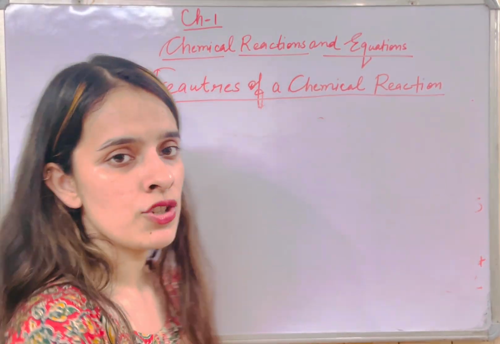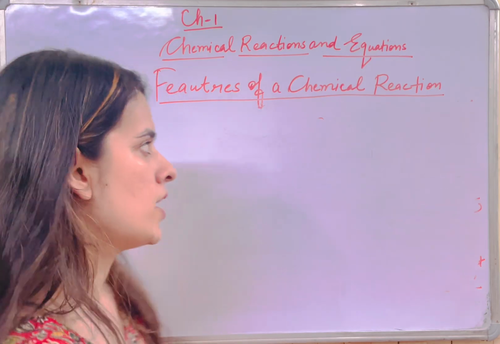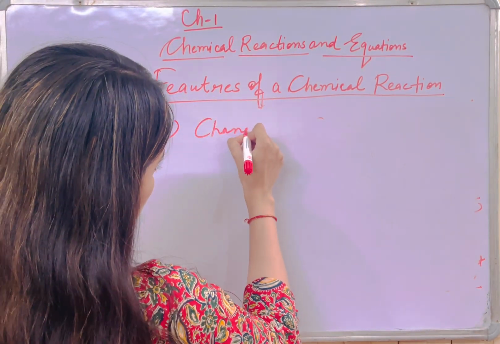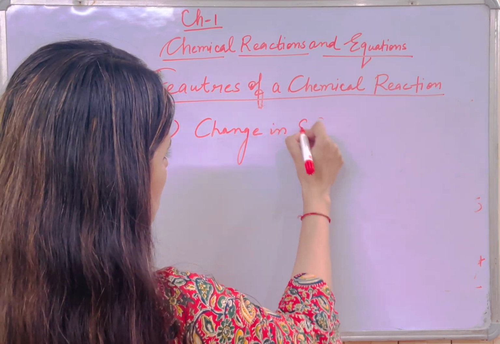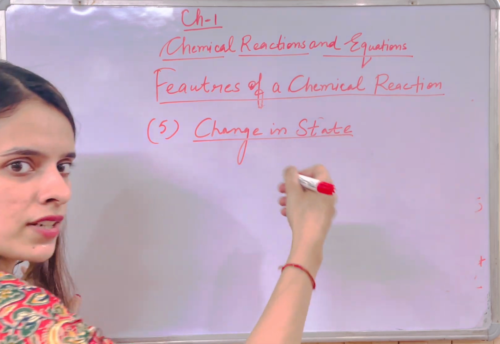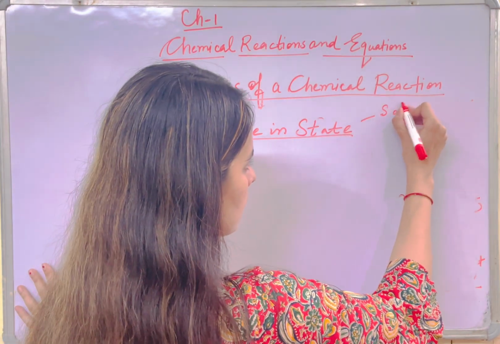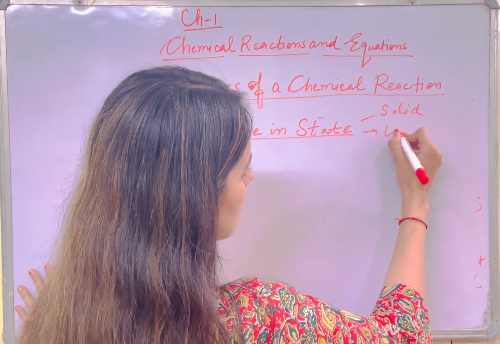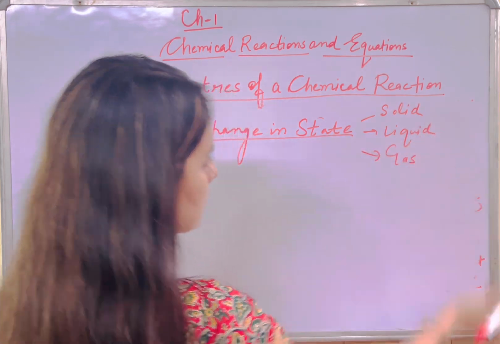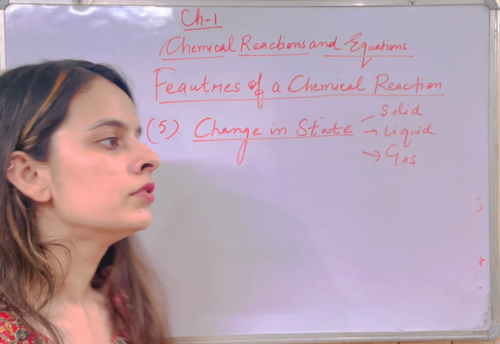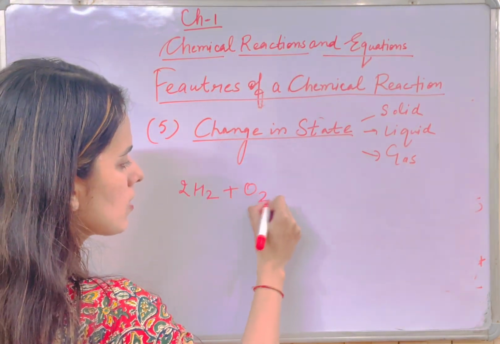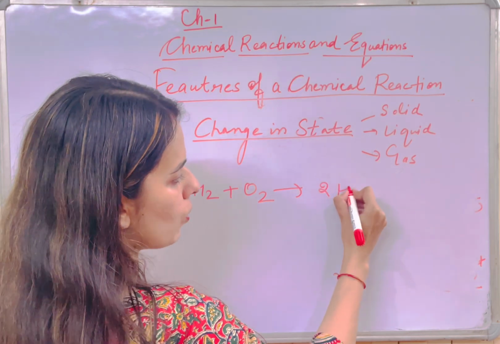The next is change in state. Fifth is change in state. अब state change होने का मतलब क्या है? State, you know, there are different states. That one is solid. Next is liquid. Third one is gas, right? Change in state. Let's say you are taking hydrogen and reacting it with oxygen, then water is formed.